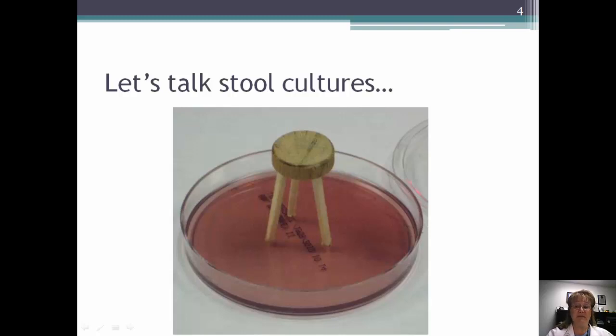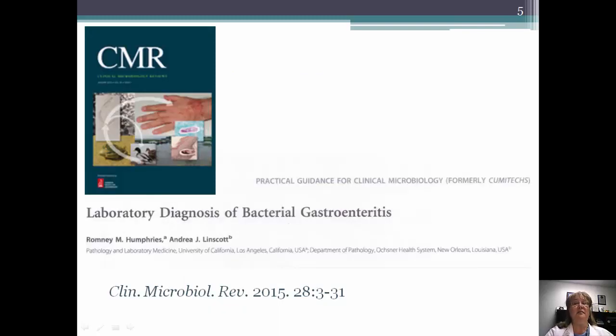So let's talk stool cultures. Much of the information that we'll discuss today has been published recently, this past January, in Clinical Microbiology Reviews, and it's the laboratory diagnosis of bacterial gastroenteritis.